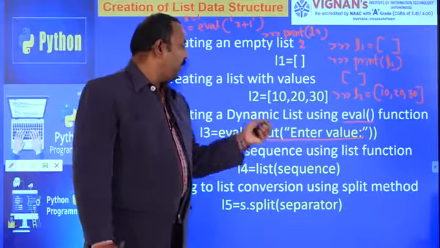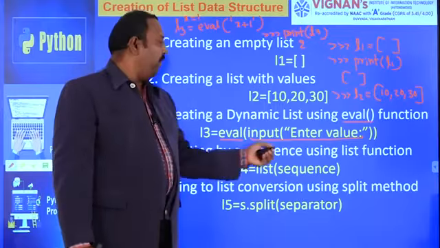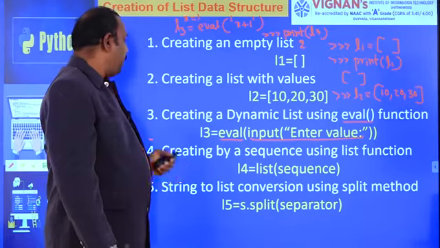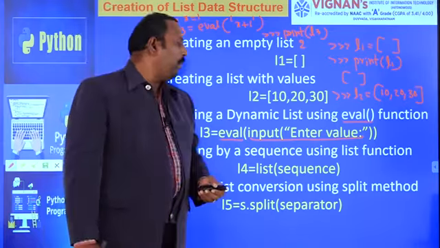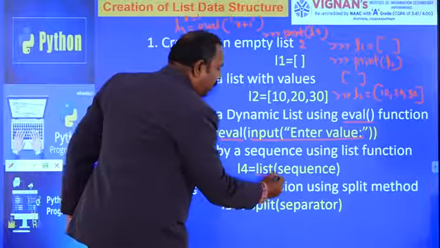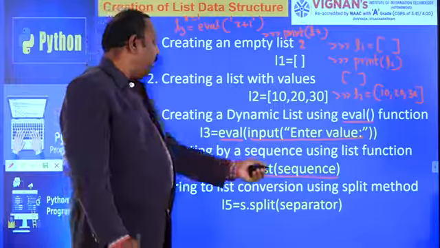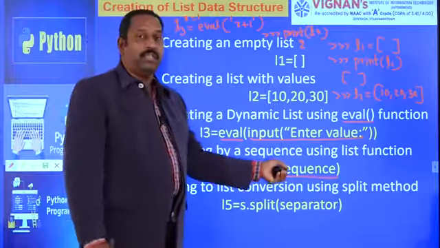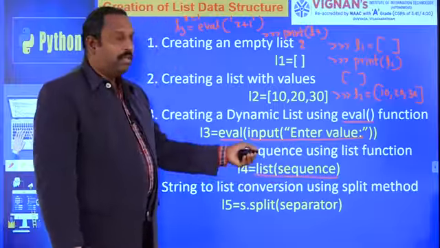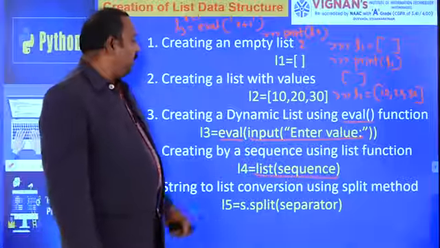So this is the eval function; a dynamic list can be created by using the eval function. Okay. So next one is creating a list from a sequence by using the list function. List is a predefined function. Using this function, we can give input as a sequence to the list function so that it will give the list data type.